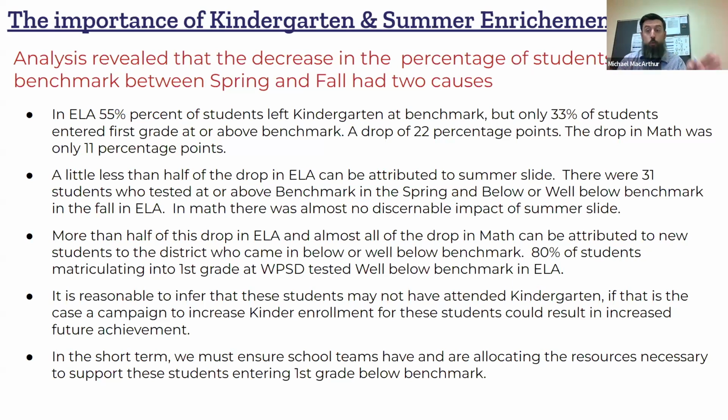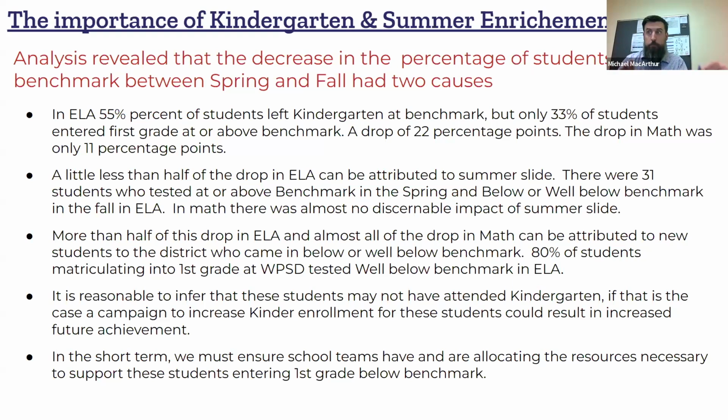When I matched those kids up, what we found is that a little less than half of the drop can be attributed to summer slide. That's 31 students who tested above benchmark in the spring and then ended up below or well below benchmark in the fall. Summer slide is a well-documented thing, and it actually happens at higher rates for students who have been traditionally underserved by public education, so students of color and students classified as economically disadvantaged. So one way to counter that is with summer enrichment.